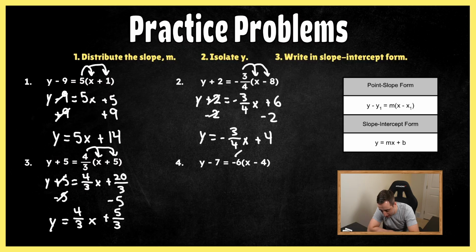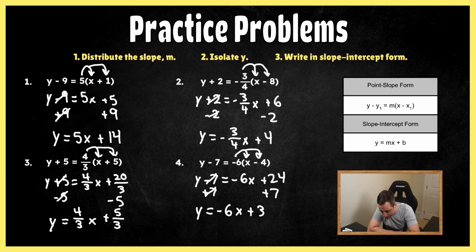So let's distribute negative 6. Y minus 7 is brought down. We get negative 6x plus positive 24. We add 7 to both sides. Opposites cancel. And final answer in slope-intercept form, y equals negative 6x plus 31. If you got all of these right, very, very nice job.